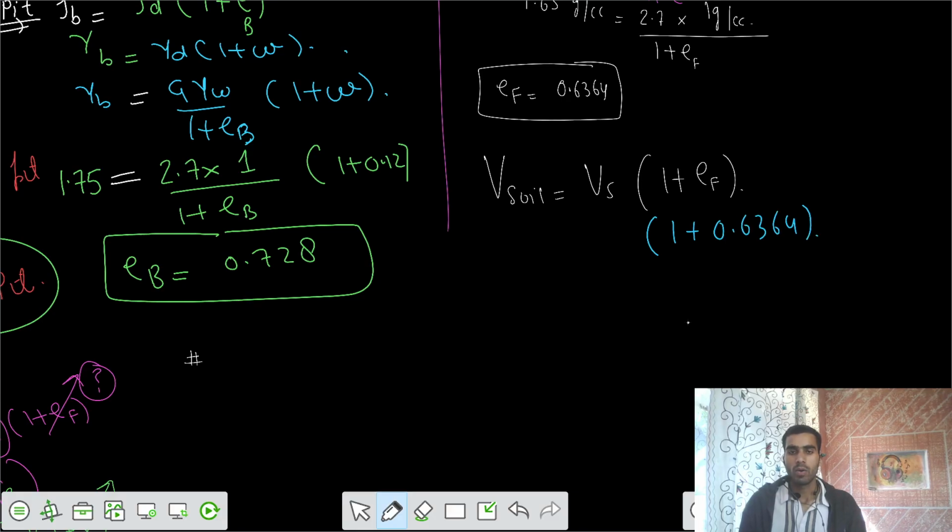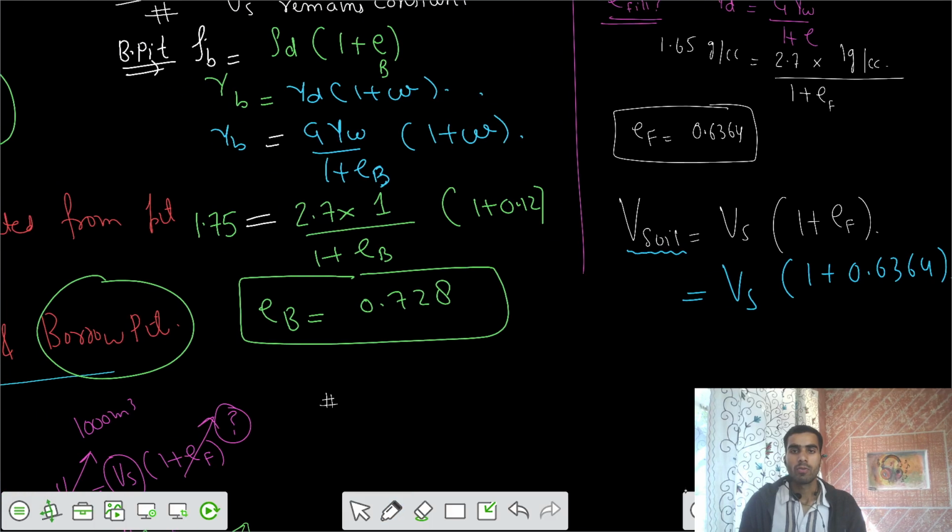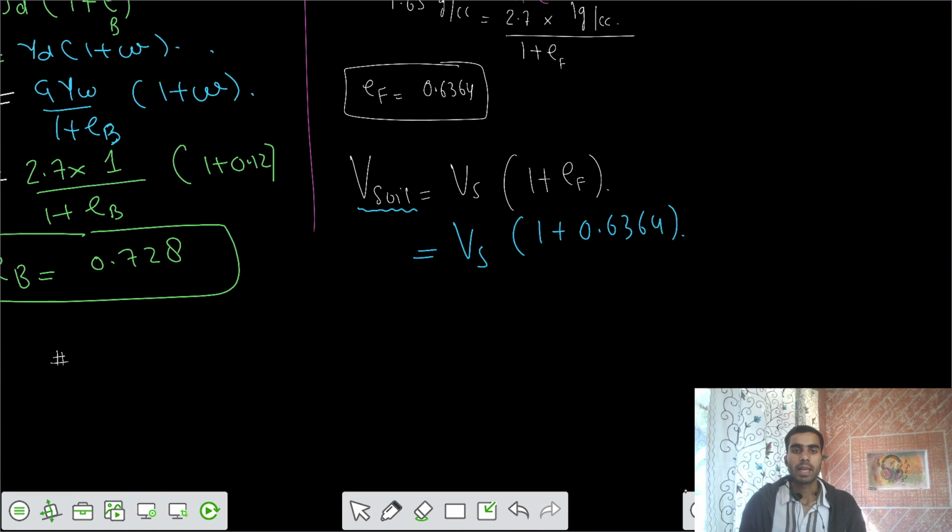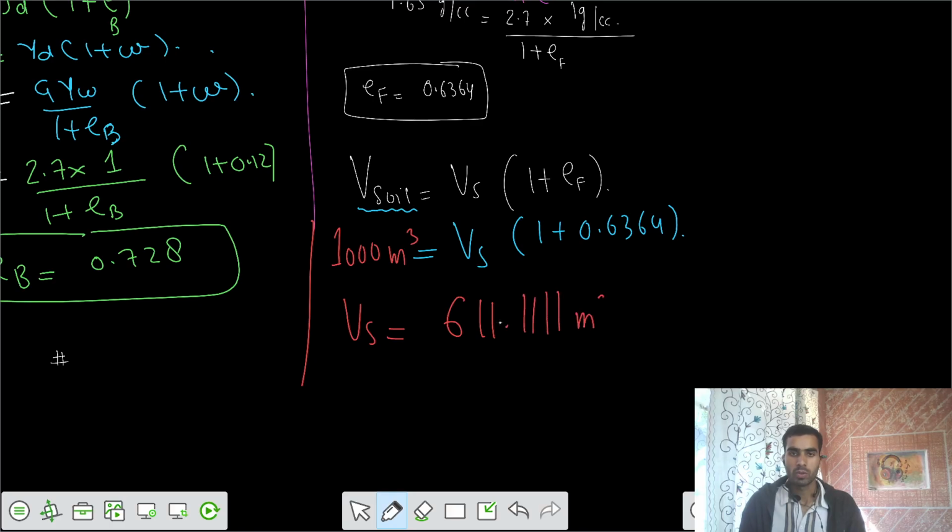Now what is the volume of solids, and for how much volume of soil? This was your given data: for 1000 meter cube of soil in the fill, how much volume of solids we had to use. So we would say the volume of solids is coming out to be 611.1111 meter cube. So this is the volume of solids we have to use.